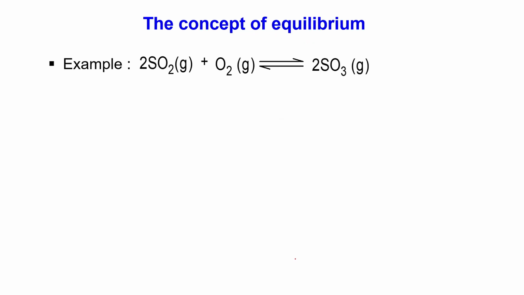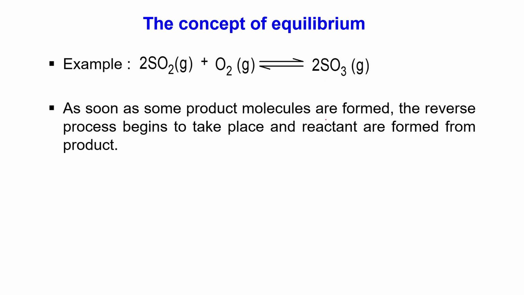So the concept of equilibrium. Let's say we have the reaction of SO2 plus O2 producing SO3. The balanced equation is 2 SO2 plus O2 producing 2 SO3. As soon as some product molecules are formed, semakin banyak produk terhasil, the reverse reaction begins to take place and reactants are formed from product. Bila kita dapat lebih banyak produk, reverse akan mula berlaku, dan reactant akan terhasil daripada produk, meaning that it reverses.